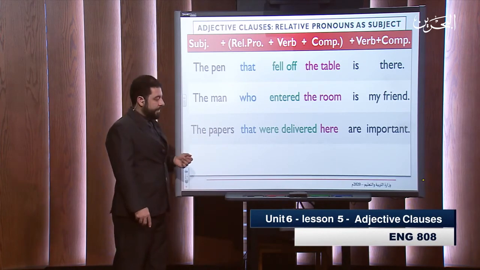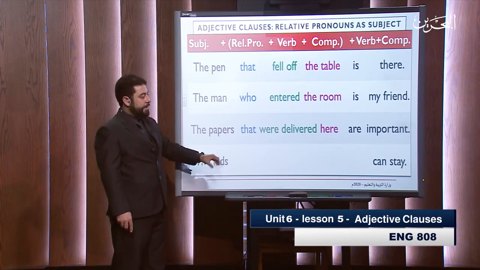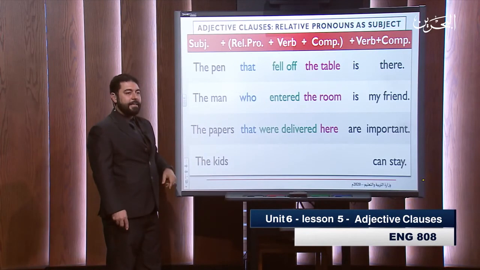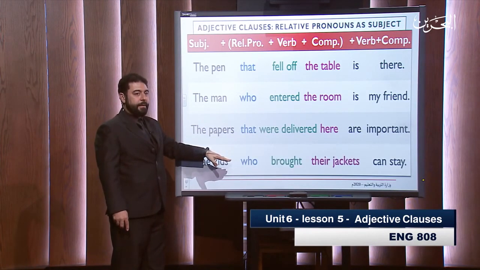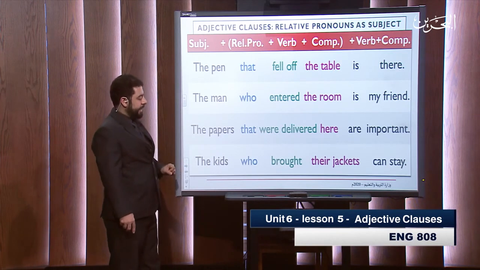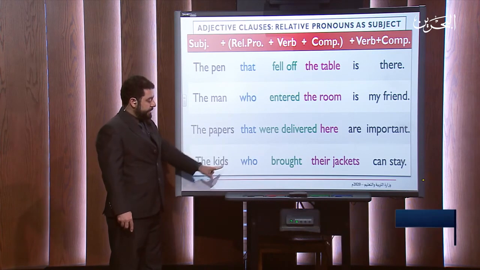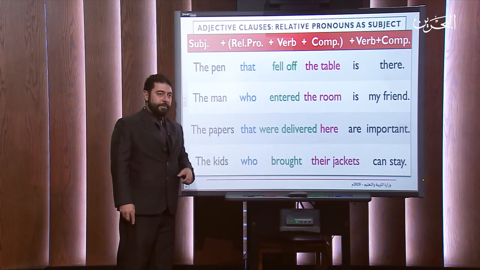Okay, let's check a fourth example. The kids can stay. You see, I changed the verb to be, instead of is or are, I add a modal, which is can, plus the verb, can stay. The kids who brought their jackets can stay. You see, who brought their jackets, this clause is describing kids. That is why we call it an adjective clause.